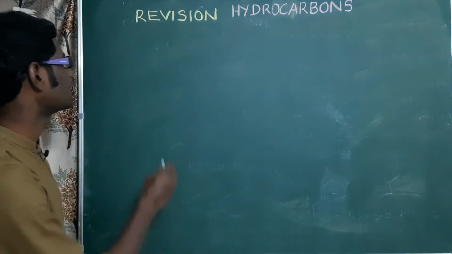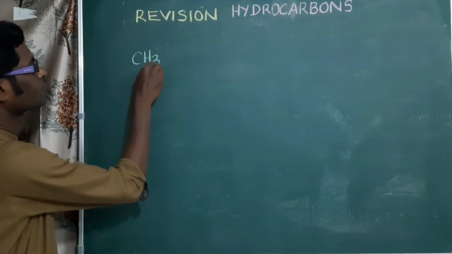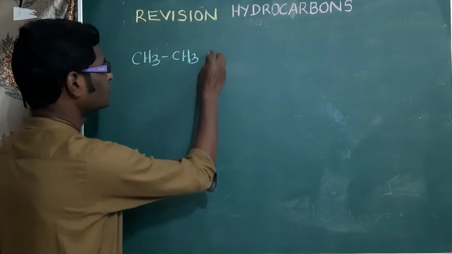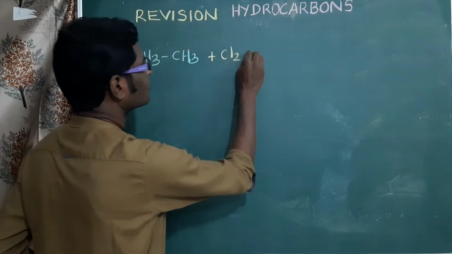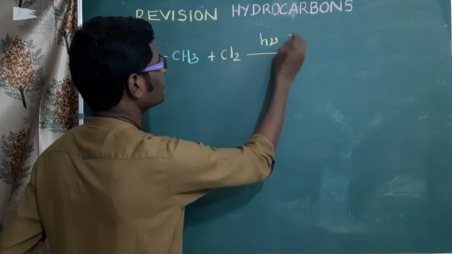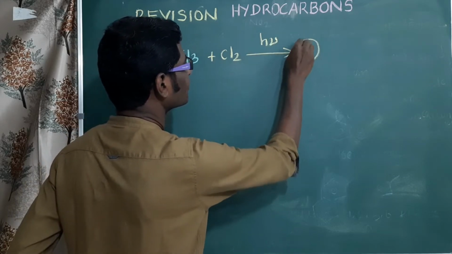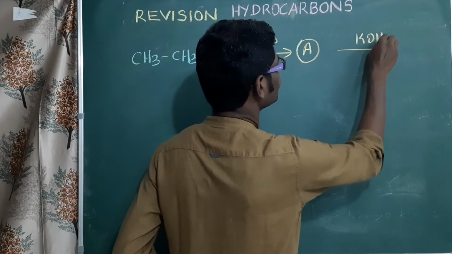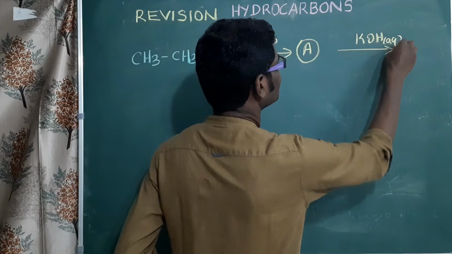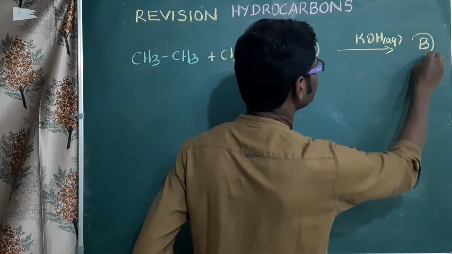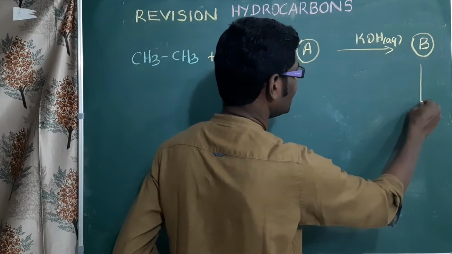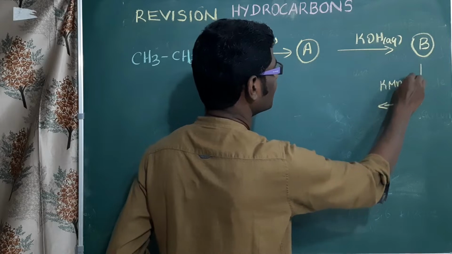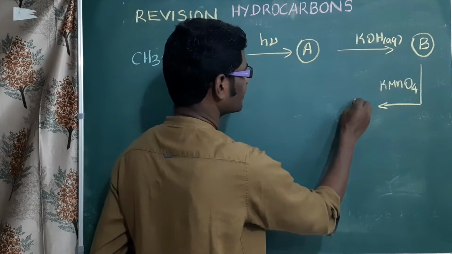First, we will discuss this. When ethane is treated with chlorine in presence of light, we will get A. This A treated with aqueous KOH will get B. When B is treated with strong oxidizing agent potassium permanganate, we will get C.